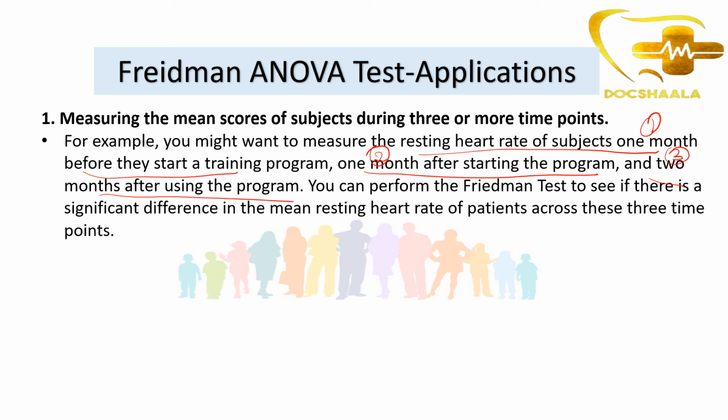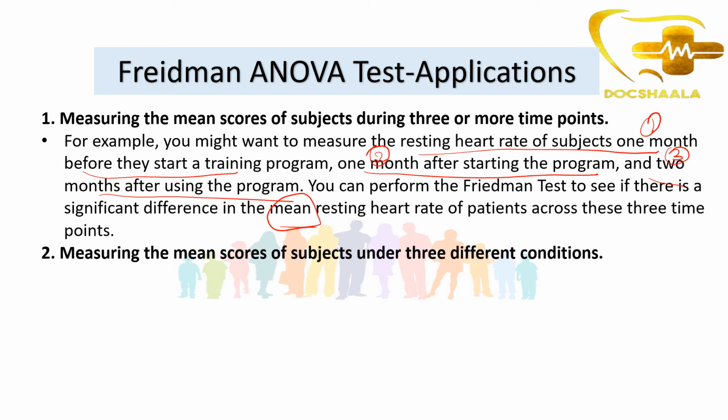So to compare the values in such cases, we use the Friedman ANOVA test. With the Friedman ANOVA test, we can see whether there is a significant difference between the mean resting heart rate. So we do not take all the values, we just take the mean of the values of the patients across the 3 time points, compare, and arrive at a conclusion on whether the training program has worked or not.